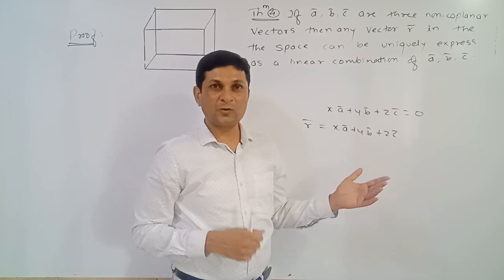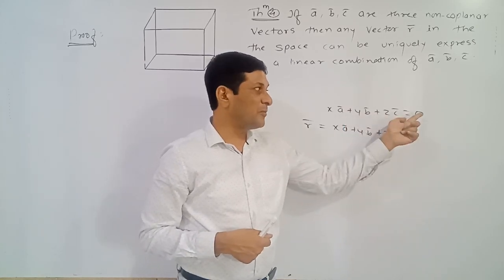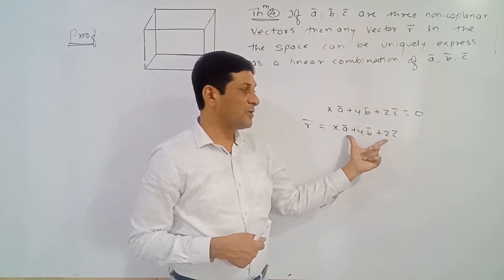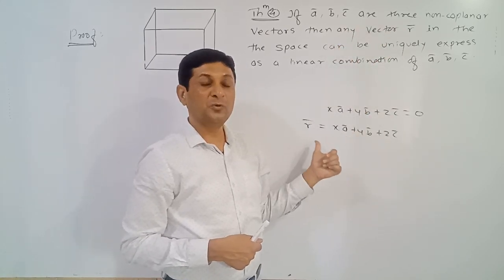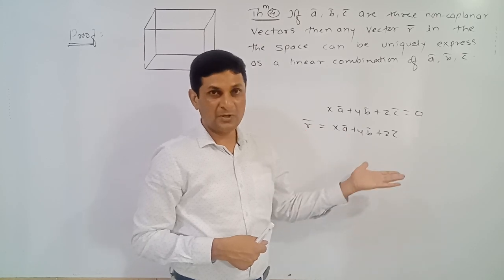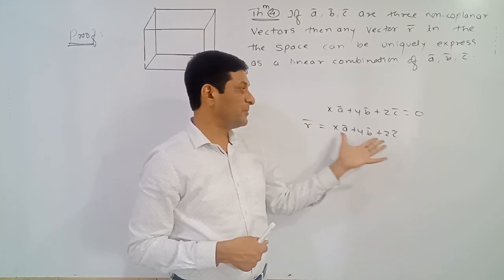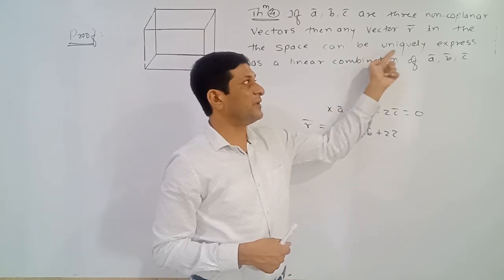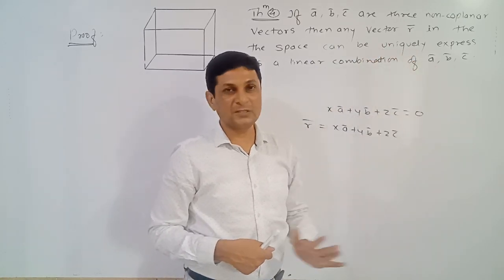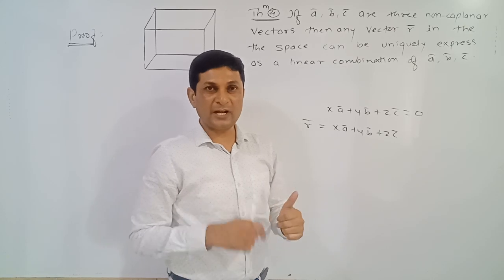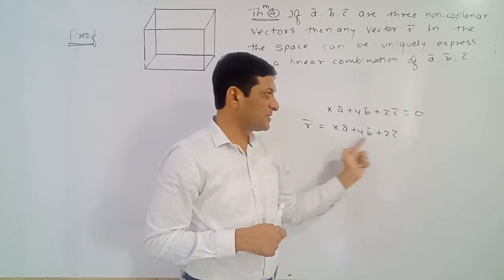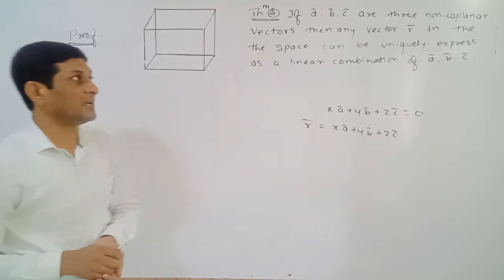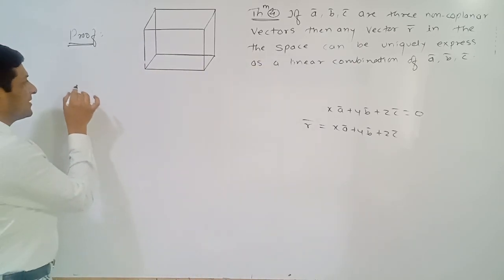If vectors are coplanar, then the value of the linear combination is 0. And if vectors are non-coplanar, then the value of the linear combination is a non-null vector, not equal to 0. Later on we will prove that this vector is uniquely expressed by this linear combination. First we are trying to prove that r bar is expressed by this linear combination. So observe the given condition. What is the given condition? A bar, B bar, C bar are non-coplanar vectors.